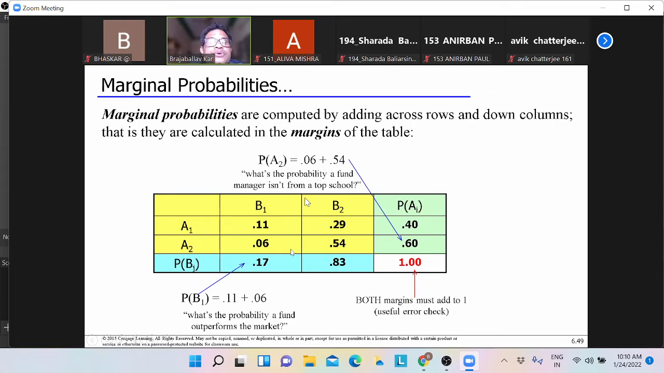Now if you notice, all possibilities are included. So this is one. Then there is something called marginal probability. What is this marginal probability? Suppose you are talking about a certain condition; if you consider all the possibilities, then it is your marginal probability. So what it means is, given A1, that the fund manager is from the top 20, what is the probability of the fund manager being from the top 20? That is your 0.4. So this is your marginal probability. So you add across the row or the column.